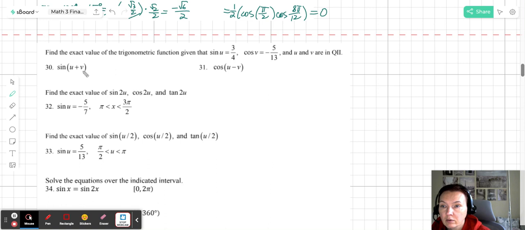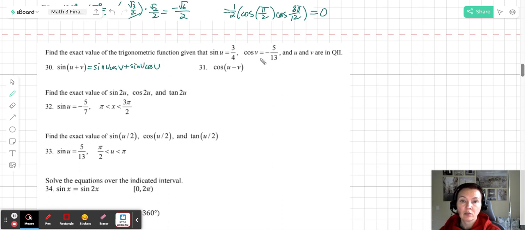Continuing with our functions here, sine of u plus v. Again, we know that it is sine u cosine v plus sine v cosine u, which tells us that we would have to find the counterparts of those. So we'll have to find cosine u and sine v in quadrant 2, and then we will use the formula for this one as well.